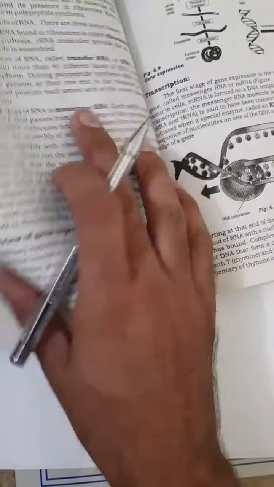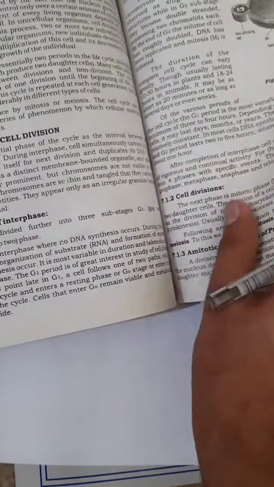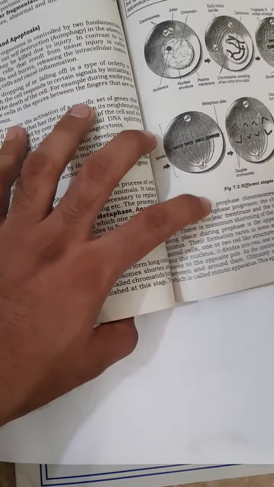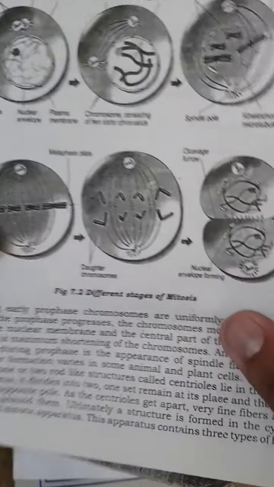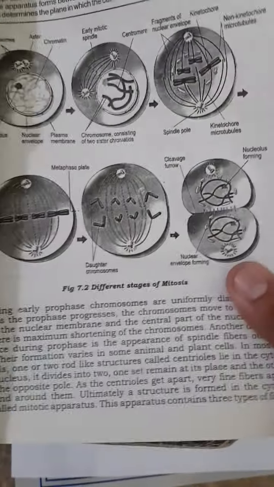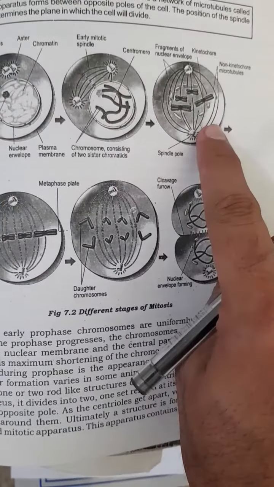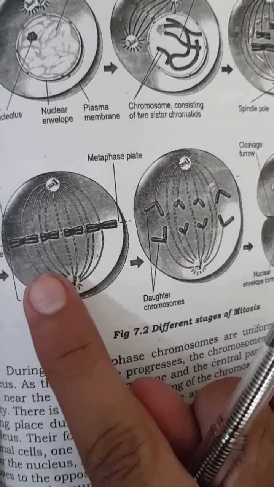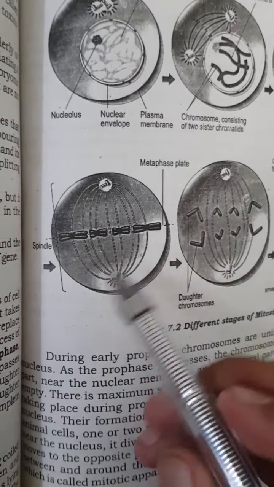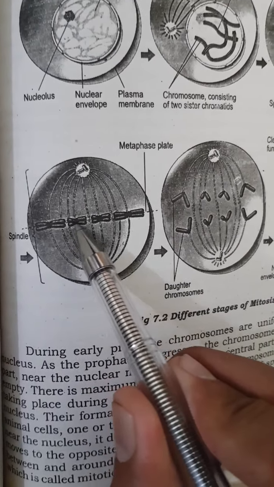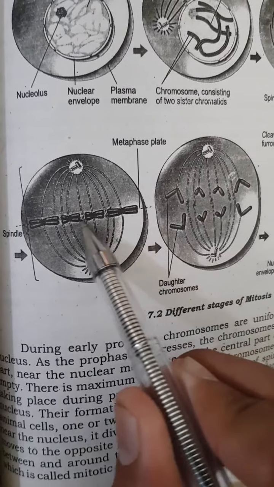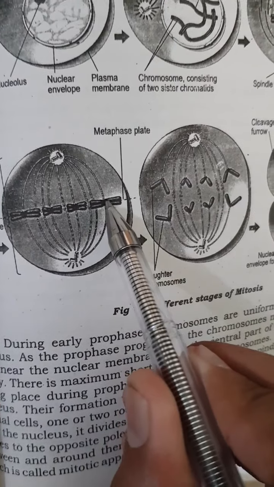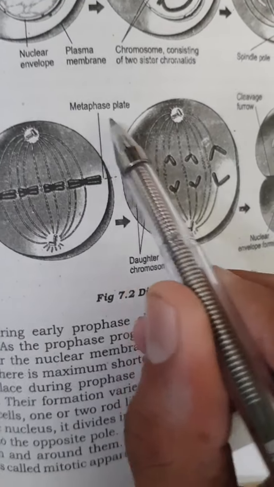If you can see in your book, it is also in the same form on page number 171. Look, as I said, these 3 pictures belong to the prophase. Now if you look at this picture, all the chromosomes have arranged themselves at the equator, which is called the metaphase plate as well.